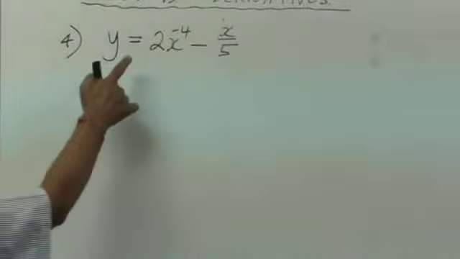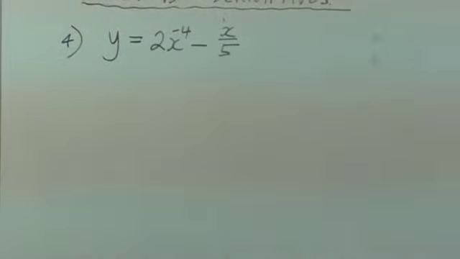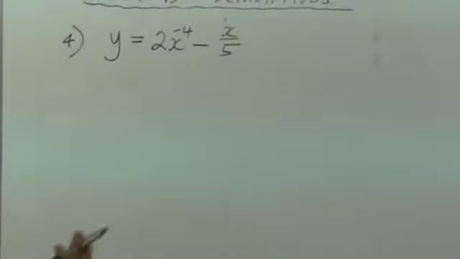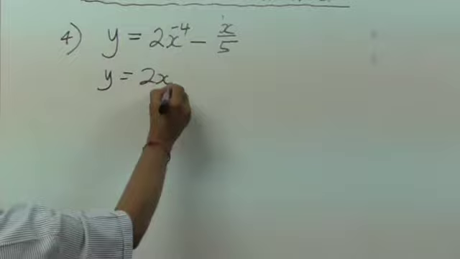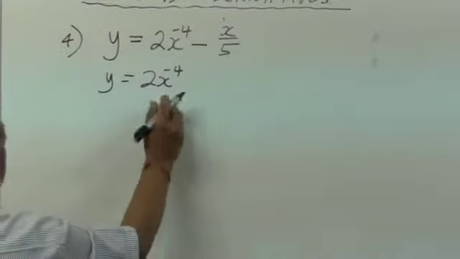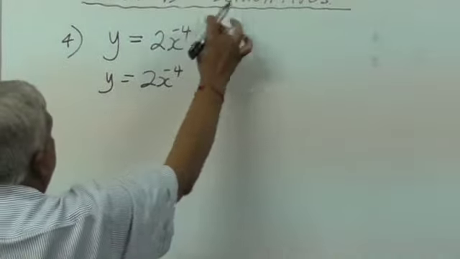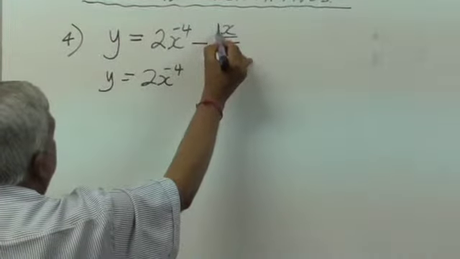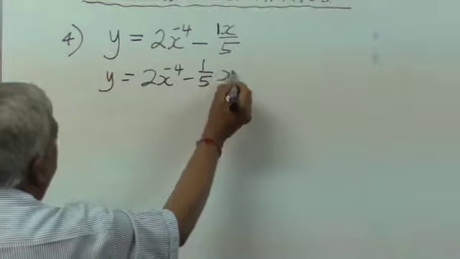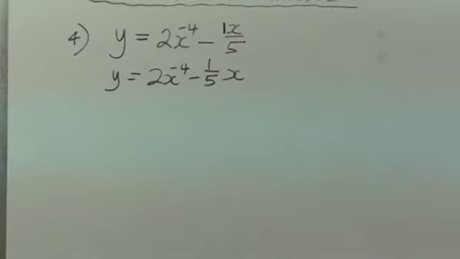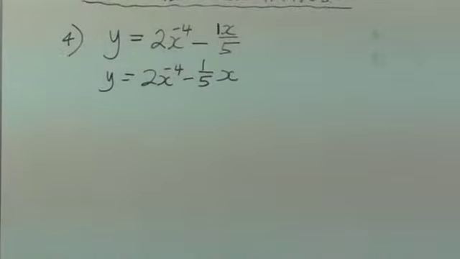Alright, so this was number 4. Y is equal to 2x to the minus 4 here. So just a little bit of adjustment here. There's your 2x to the minus 4. This is fine. But what you've got to understand is that really there is a 1 here. So this x over 5 is really 1/5 x.